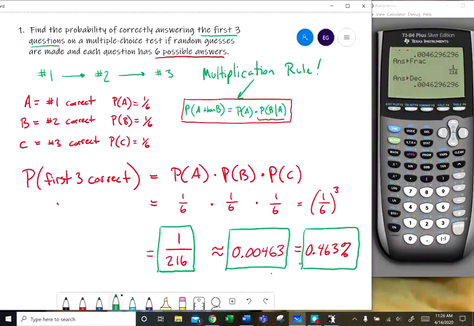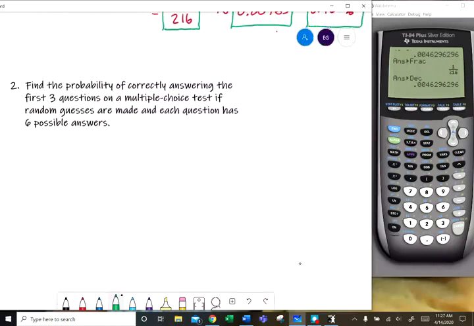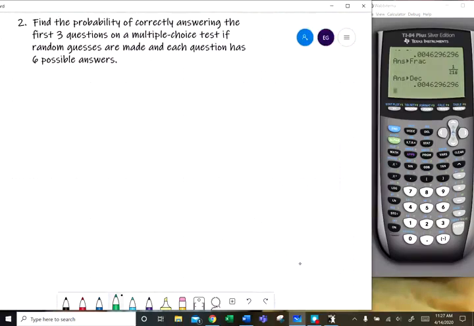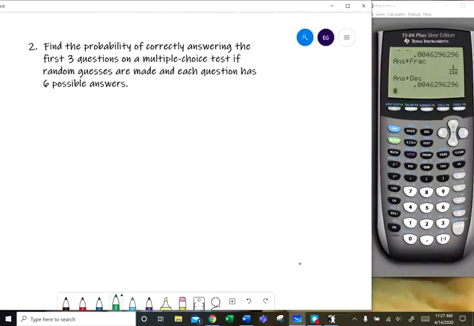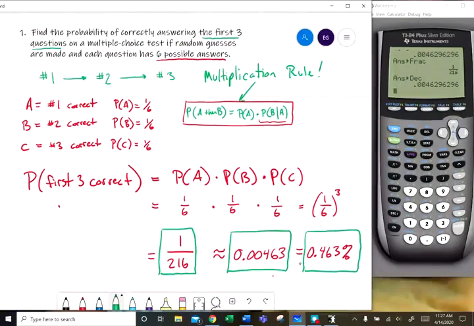Okay, so let's do one more while we're here. Oh, no, that looks like the same one. Okay, yeah, we'll stick with just this one.